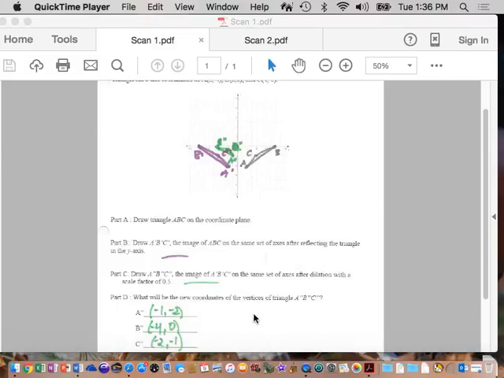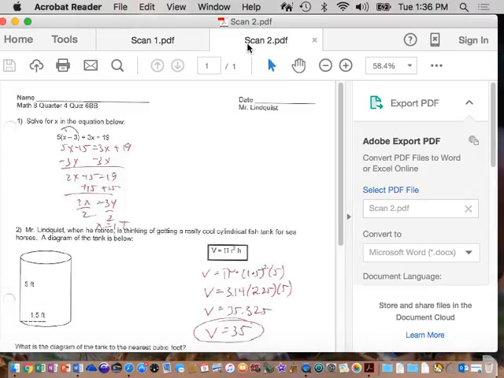A lot of people got this right. A lot of people got 100 on this. All right, are there any questions? Alex. Never mind. Okay. Now we go to scan 2.